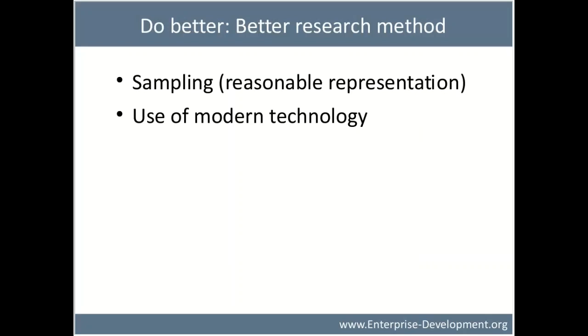Another place where programs can usually do research a bit better, or more efficiently, is on sampling. There is often a perception that if you work in 10 different districts of a country, you need to visit all of them and get a sample out of each. There is really no need to do that.